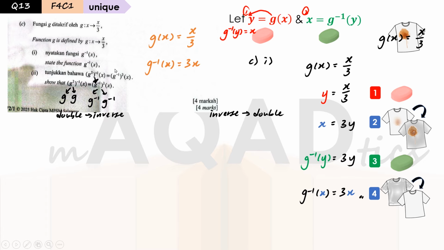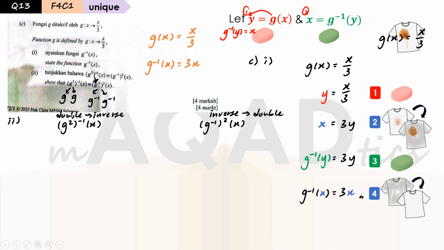Okay, so for the left side, we double the g and then we inverse. The right side is we inverse the g first, then only double it. So it's the other way around. We need to find out the expressions of these two things and ensure that they are the same. Alright, so let's find out the expression of this thing.